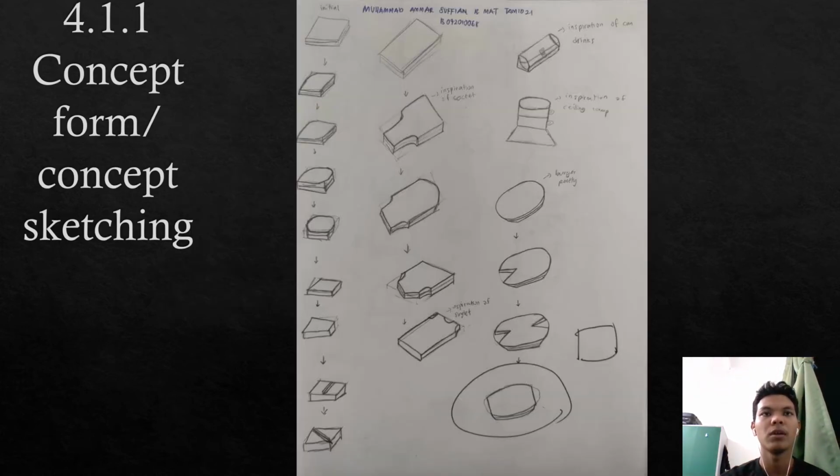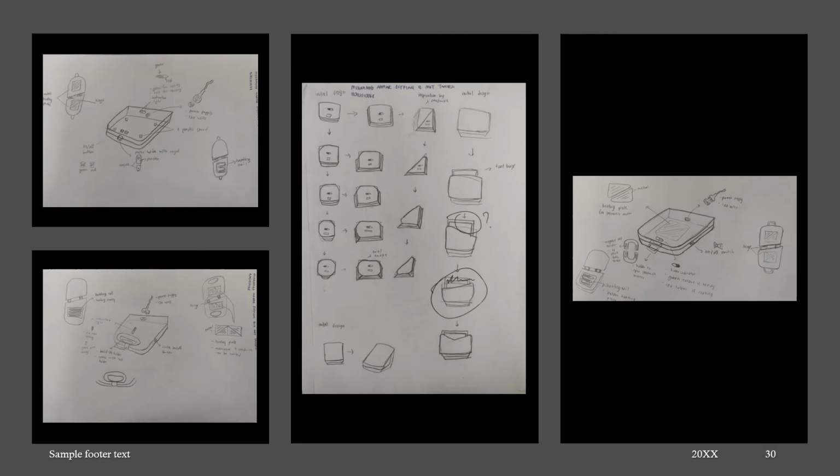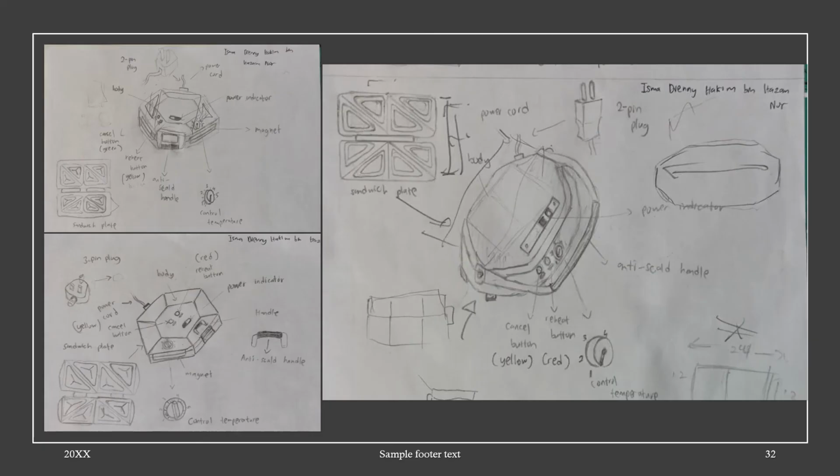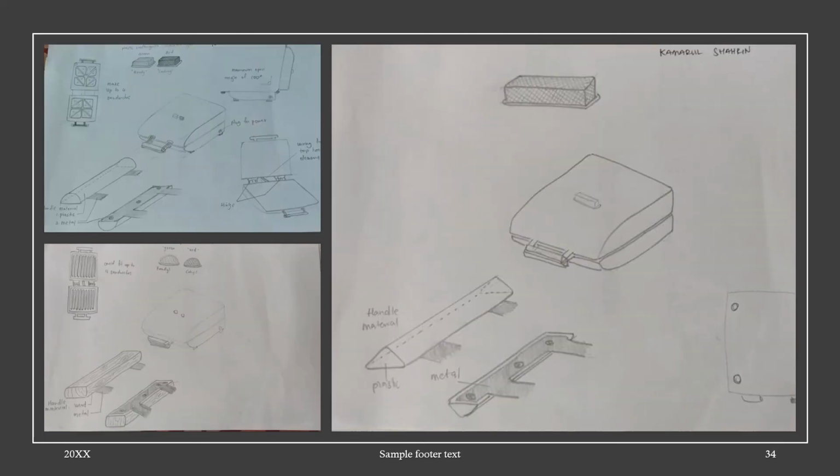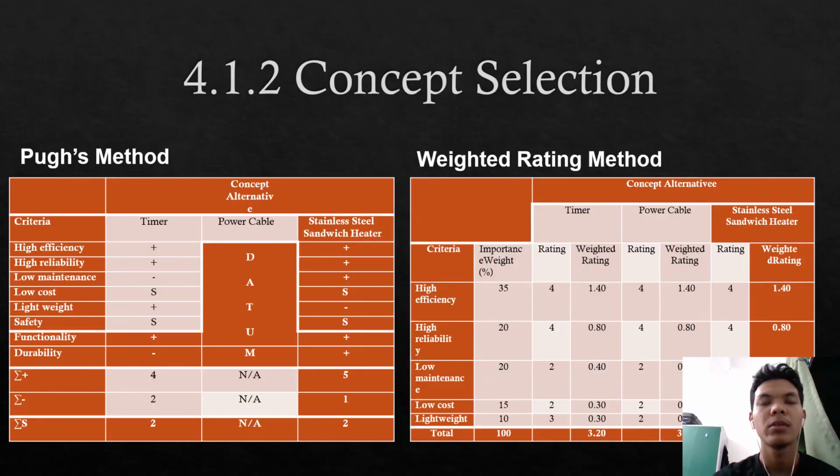This is our group concept sketching. For concept selection, we have the Pugh method and weight rating method.